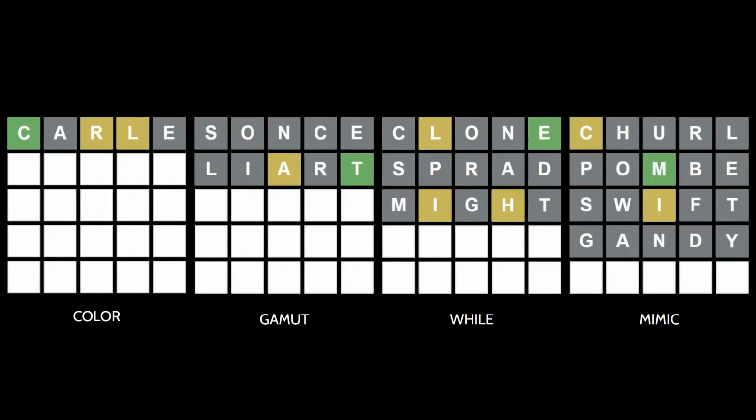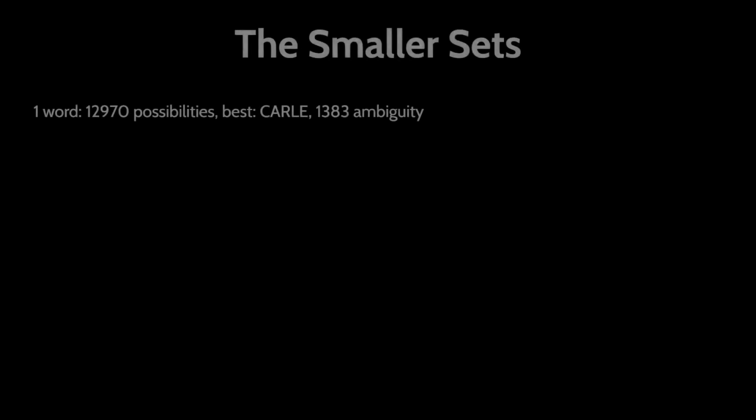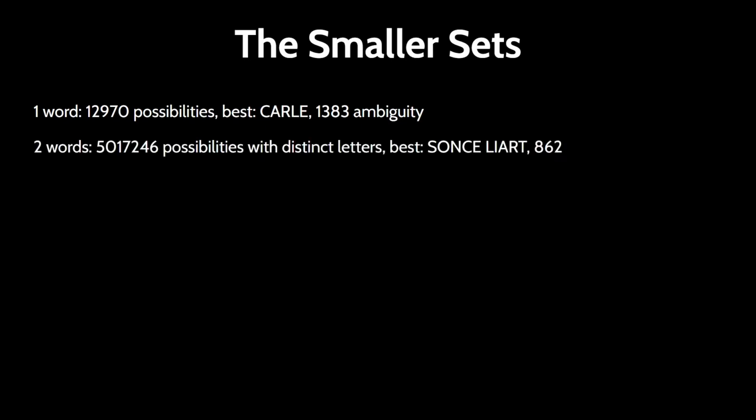Ideally, it would be possible to test every set of 1 to 4 words to find the best ones, but this is not always computationally feasible. For 1 word, there are only 13,000 or so possibilities, so it is easy to test all of them to find the one with the lowest ambiguity. For 2 words, there are a little over 5 million pairs of words with all unique letters, which can be checked in a few hours. There are other pairs possible, but they are not the best for ambiguity since adding new letters is much more valuable than adding new locations of existing letters.